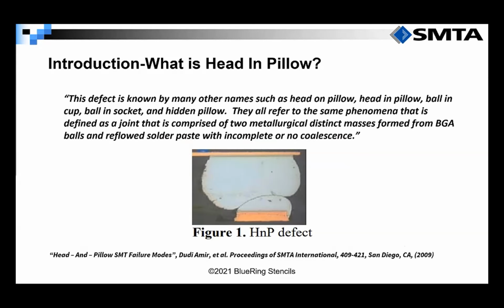When you hear these different terms, don't be alarmed. They're all talking about the phenomenon where the joint is made up of two distinct masses formed by the BGA balls and reflowed solder with incomplete or no coalescence. So looking at this image, you can see the reflowed solder paste at the bottom, and you can see that the BGA ball at the top collapsed but didn't coalesce into one mass of solder. There is physical contact here, so in-circuit testing may look good, but over time, this contact may separate and then field failures can occur.